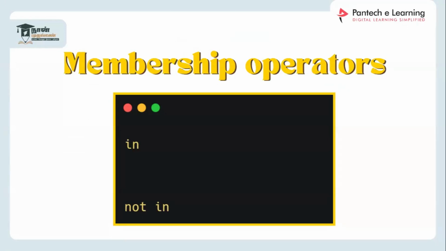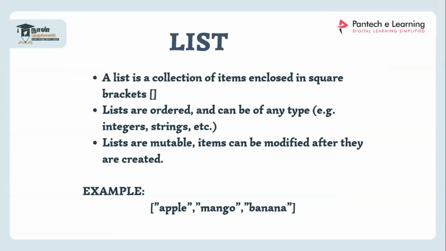So we have seen the Python operators, and the six types of operators that we discussed. Next, we move on to data types. What data types are there, and how can we work with them? You can see that in the next concept.